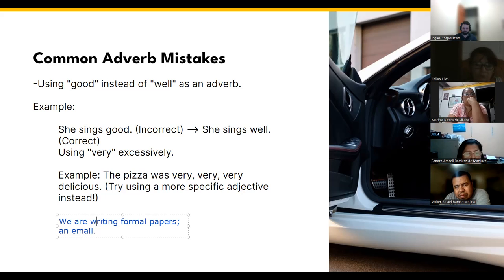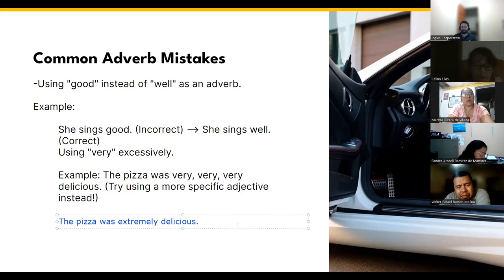However, we can do that, guys. The thing is that this is a lack of vocabulary, because instead of saying the pizza was very, very, very delicious, what can we say? We can say the pizza was extremely delicious. So instead of saying very, very, very, you can say extremely. And it is the same in Spanish.